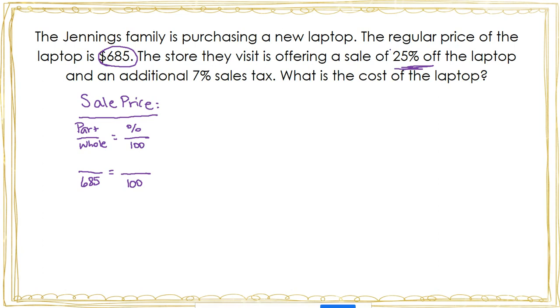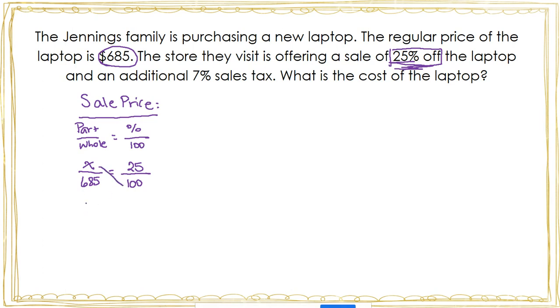I also know that we are taking 25% off the price of the laptop. So I'm going to put 25 in the place where percent goes. What I don't know is what that 25% is. So I'm going to put in my variable x to represent this. Now I can use what I know about proportions to cross multiply and solve.